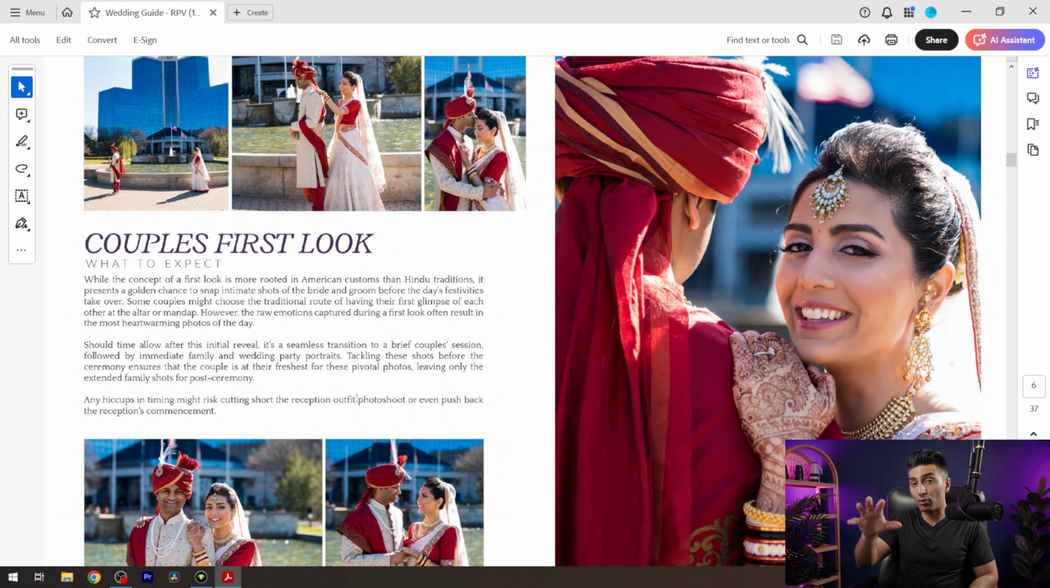Next is really the most important. That is your couple's first look. So you and your fiance, or if you're coordinating this event on behalf of a family member, the couple's first look session is the most important, and we'll want to make sure we have at least 30 to 45 minutes set aside for this session.